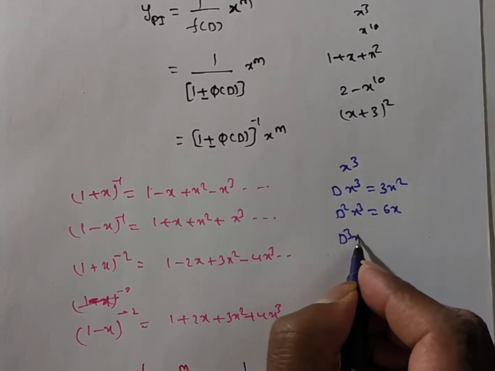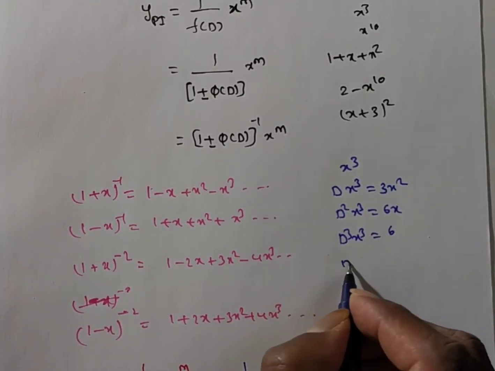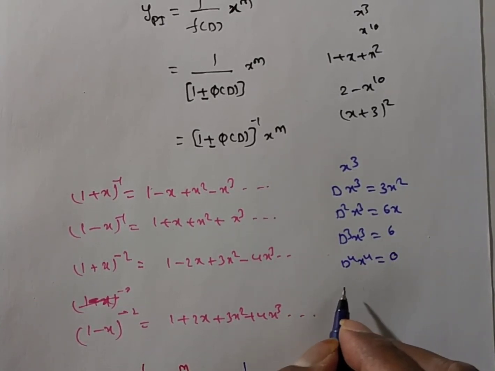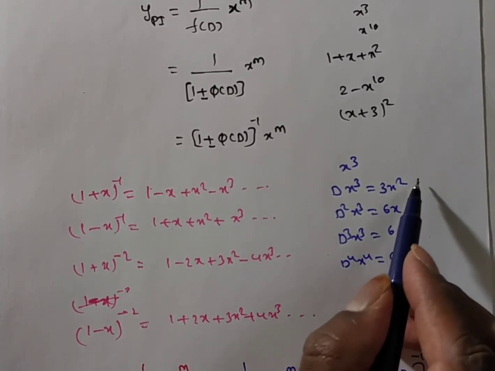What about the third derivative? The third derivative is 6. What about the fourth derivative? The fourth derivative, the derivative of a constant, is 0. So the higher derivatives will be what? 0. One more example I will give.